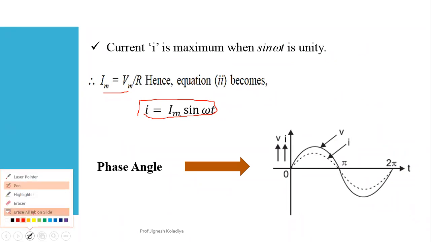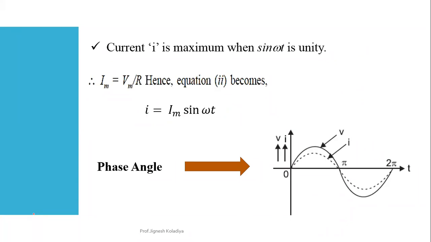Now compare voltage and current. I is equal to Im sine omega t, and V is equal to Vm sine omega t. Is there any phase shift in between these two?